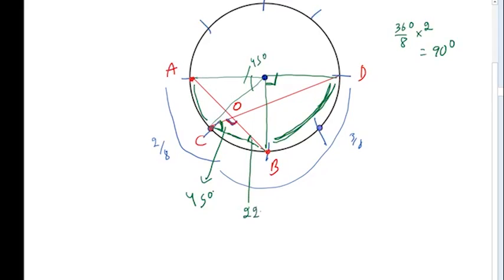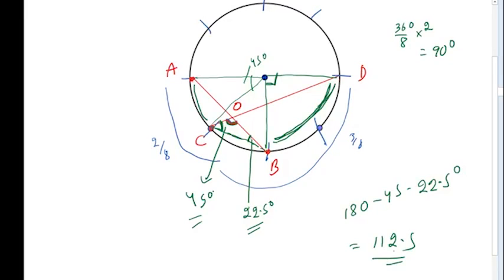So this becomes 22.5. And now that we know both of these, we can calculate this, which is just 180 minus 45 minus 22.5. How much is it? 90 plus 22.5, 112.5. So that becomes your answer. Not so straightforward. Once you know the solution, it's pretty straightforward, but doing it yourself might be slightly trickier.